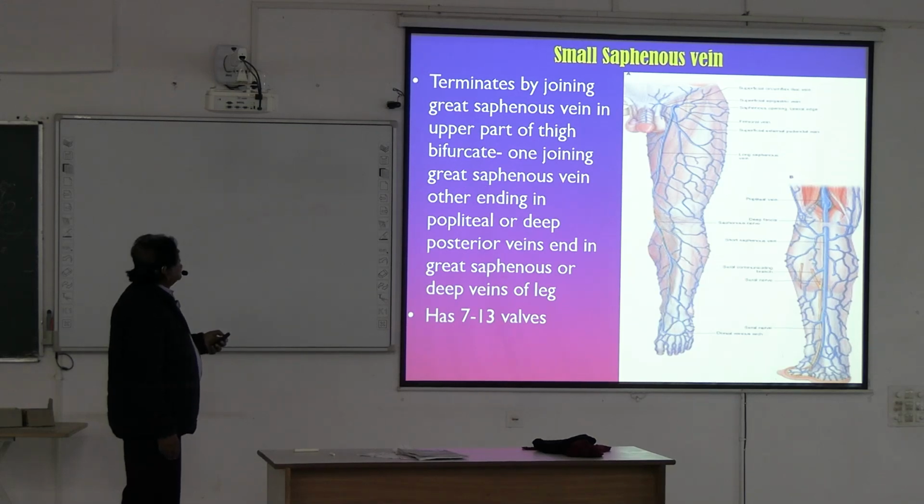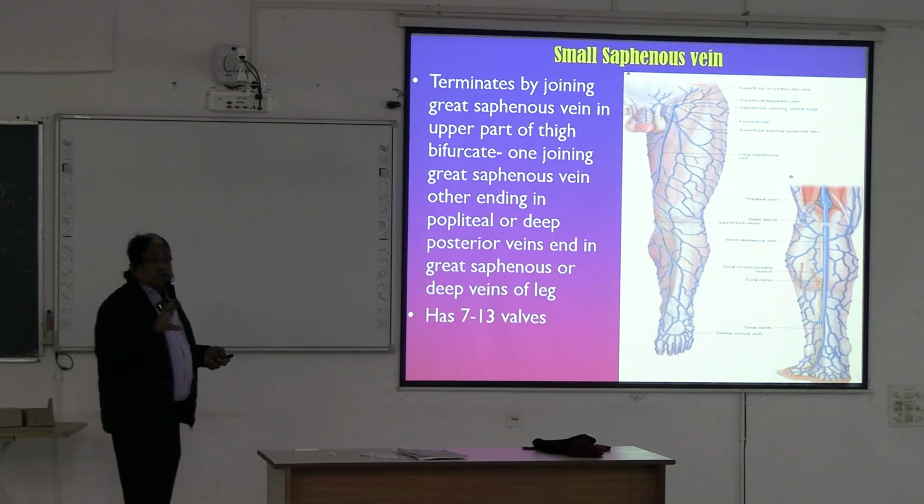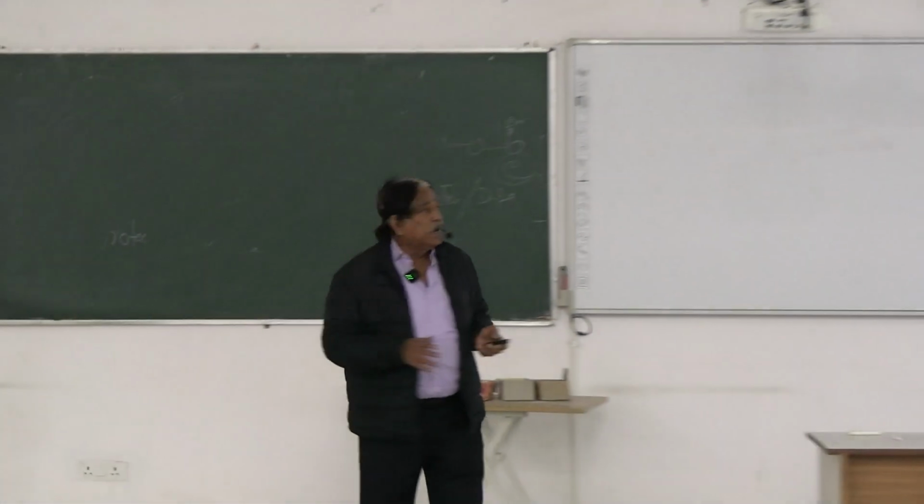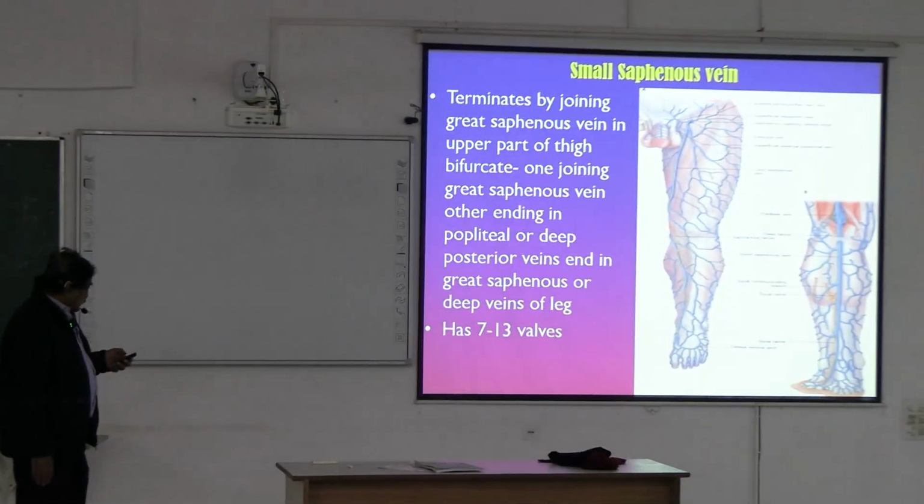Now it terminates by joining great saphenous vein in the upper part of the thigh, bifurcate, one joining great saphenous vein, other ending in popliteal or deep vein. This is the popliteal vein. Now, it ends in great saphenous or deep veins of the leg. The great saphenous has 10 to 20 valves, and the small saphenous vein has 7 to 13 valves.